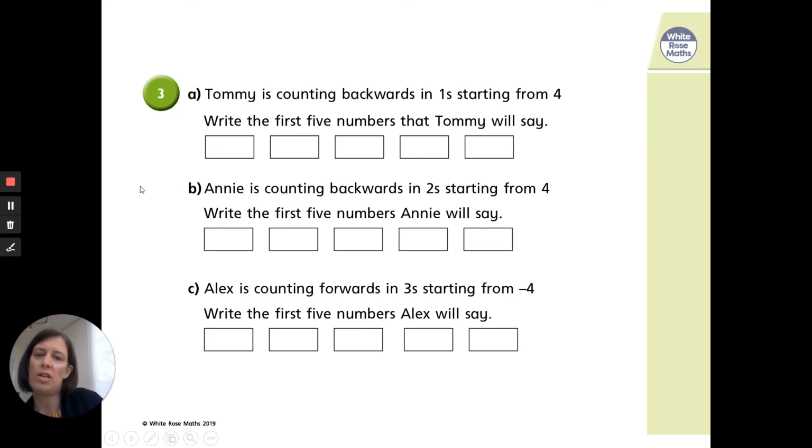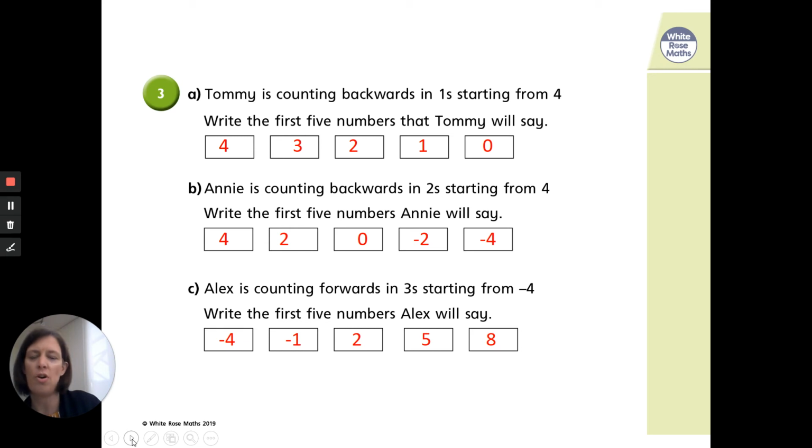Okay, so now it's your turn to have a go at some questions using negative numbers. 3 questions on here, write them down on your piece of paper, pause the video and try and work them out. Okay, let's have a look at the answers. So Tommy was counting backwards in 1s starting from 4. Write the first 5 numbers that Tommy will say.